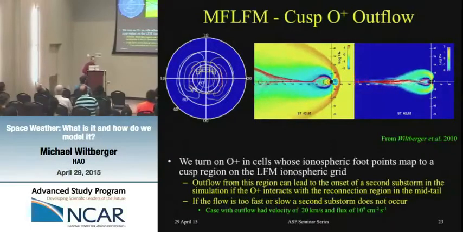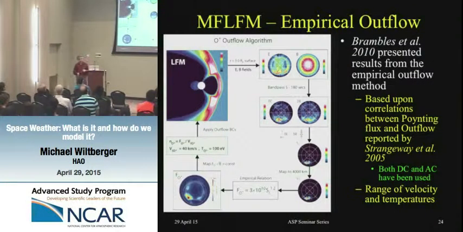So to be able to do a bit better than that, what we wanted to do was move away from my simplistic model of just turning on some outflow in a particular region of the ionosphere, and use some data and observations to drive when and where the outflow was going to happen. So we looked at the electric and magnetic fields and saw that there was Poynting flux energy coming into the upper levels of the ionosphere in these particular bands.